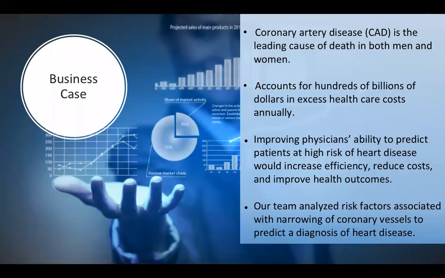The problem we explored was predicting heart disease. Coronary artery disease is the leading cause of death in both men and women, and it accounts for hundreds of billions of dollars in excess healthcare costs every year. If we could improve doctors' abilities to predict which patients are at high risk of heart disease, we could increase efficiency, reduce costs, and improve health outcomes. Therefore, our team analyzed risk factors associated with narrowing of coronary vessels to predict a diagnosis of heart disease.